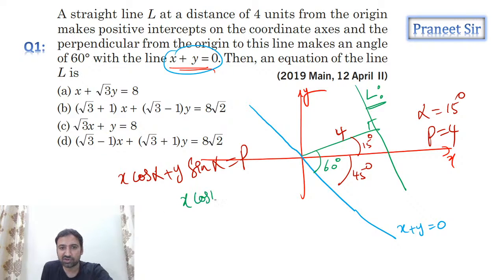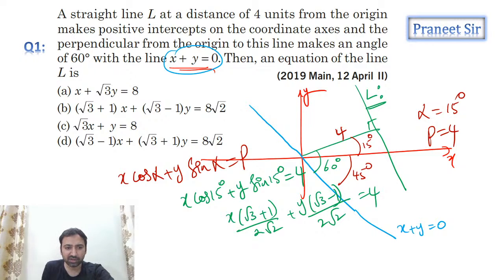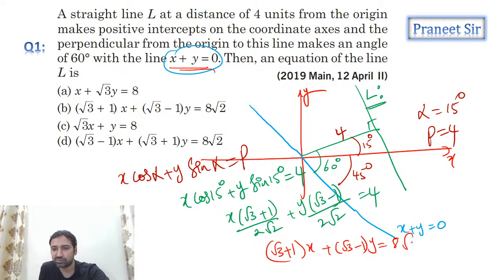x into cos 15 degrees plus y into sin 15 degrees equals 4. Substituting cos 15 and sin 15: x into root 3 plus 1 by 2 root 2, plus y into root 3 minus 1 by 2 root 2, equals 4. These are the standard values; you can remember them. Now cross multiply: root 3 plus 1 into x plus root 3 minus 1 into y equals 8 root 2. That is the required answer. So option B is correct.